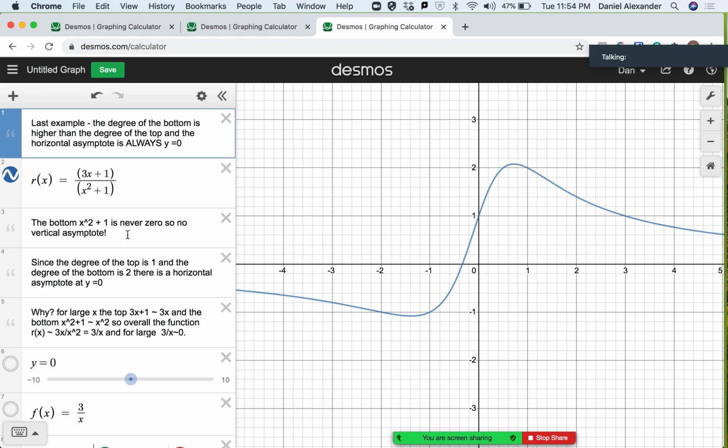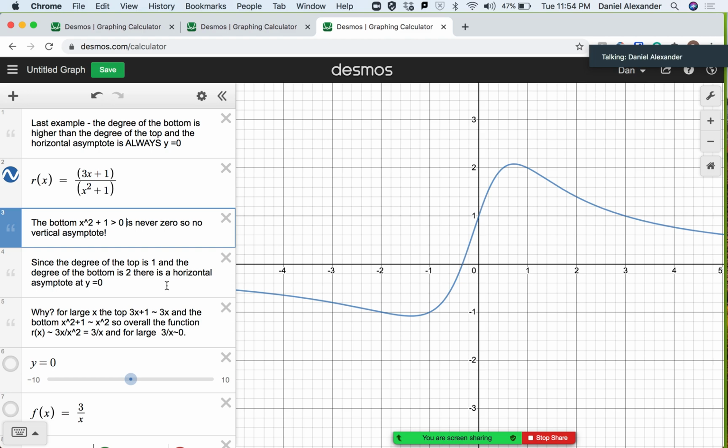Now, I was going to go through the review again, but the bottom, x squared plus 1, is never 0. This is always going to be greater than 0, since x squared is always 0 or bigger. So there's no vertical asymptote. We don't have to worry about it. Okay. Now, since the degree of the top is 1 and the degree of the bottom is 2, as we said before, there's a horizontal asymptote at y equals 0.